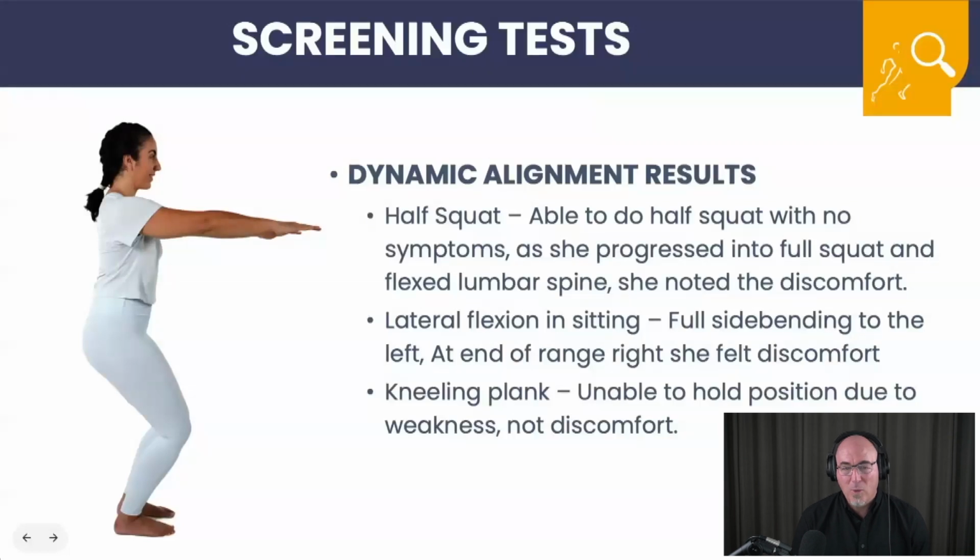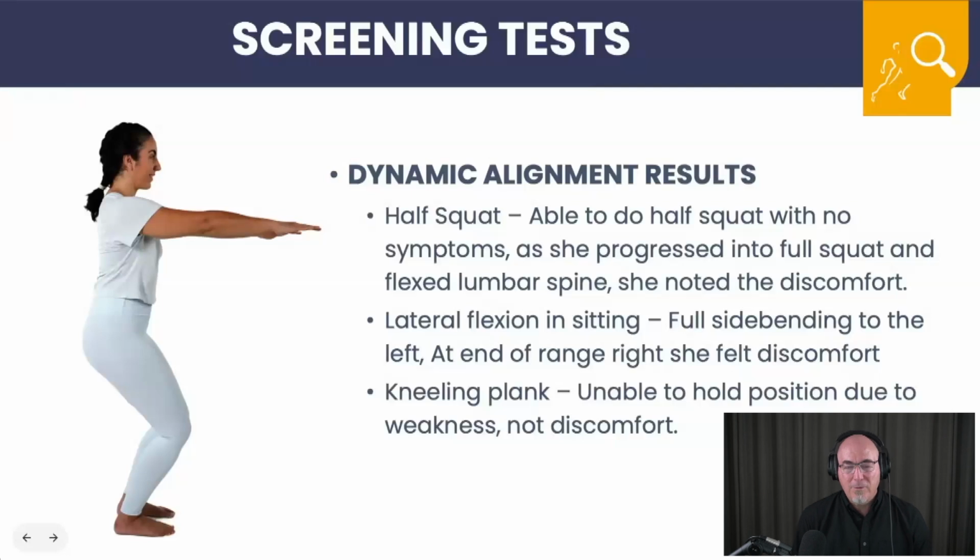And when she did her half squat, she was able to do a half squat with no symptoms. But as she progressed into full squat and had a little bit of flexion, right? What it looked like to me was she had a little bit of loss of ankle dorsiflexion and hip flexion. So as she was going down into the deeper squat, her back went into flexion, and she noted some discomfort with that. So that makes me think, if I can get a little more hip mobility, a little more ankle dorsiflexion, I could take away some of the lumbar flexion right now. So that could be a really good adjunct, sort of making a mental note of it as we're going to work with her.